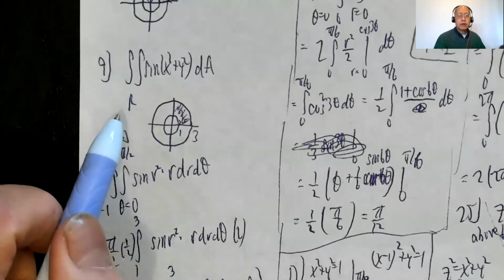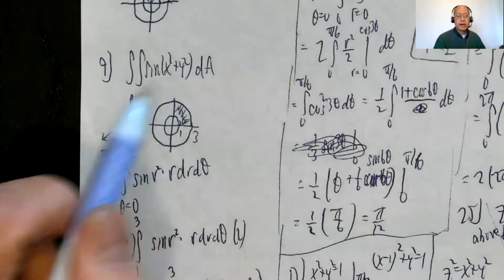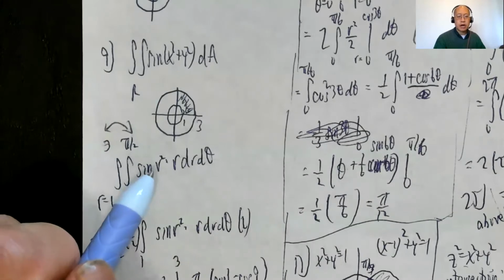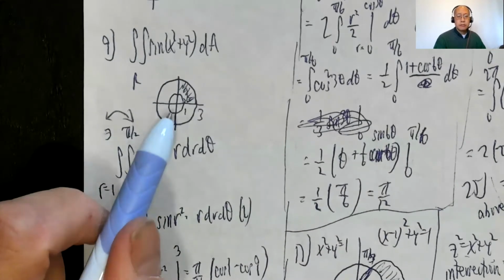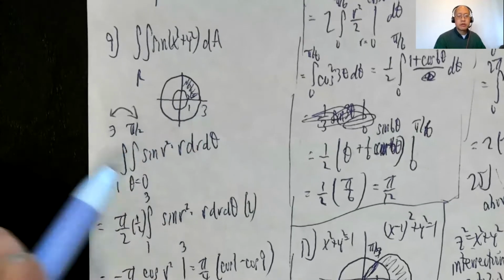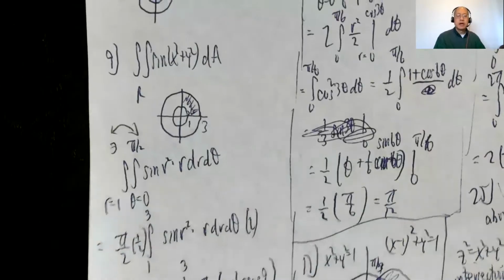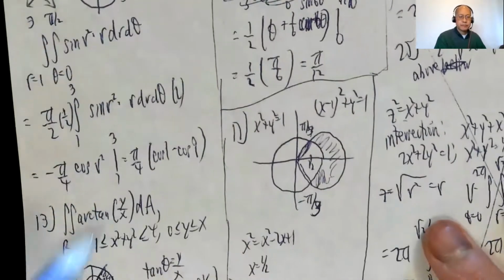Number 9, double integral over the region R of sine of x squared plus y squared dA. Now, x squared plus y squared is a dead giveaway of r squared. R is going from 1 to 3, theta is going from 0 to pi over 2. So we have sine of r squared times dA, which is r dr d theta.